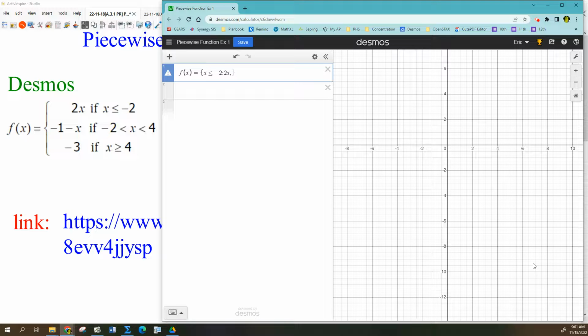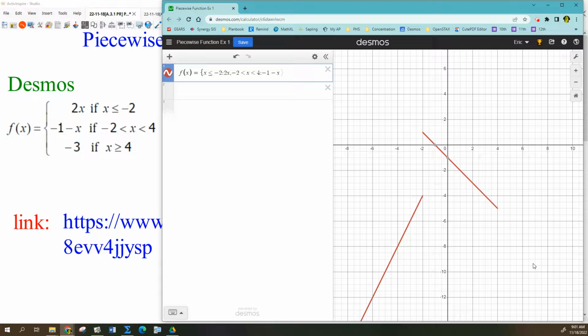What do I put in first for each piece? The domain. Okay, so I need to go -2 less than x less than 4. Now what? Colon. And then what? -1 minus x. And look what it did.